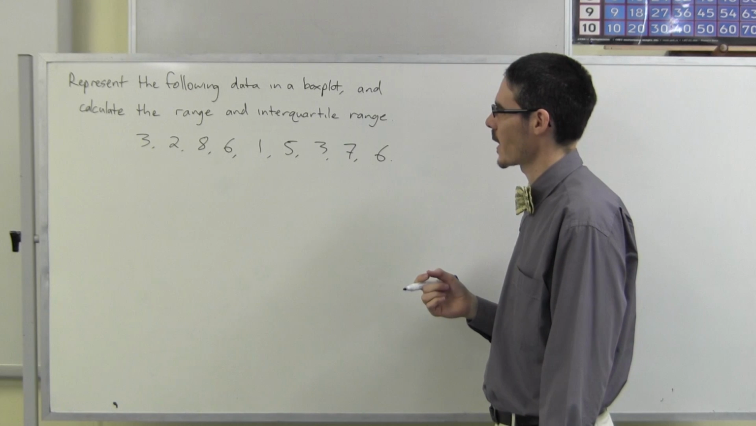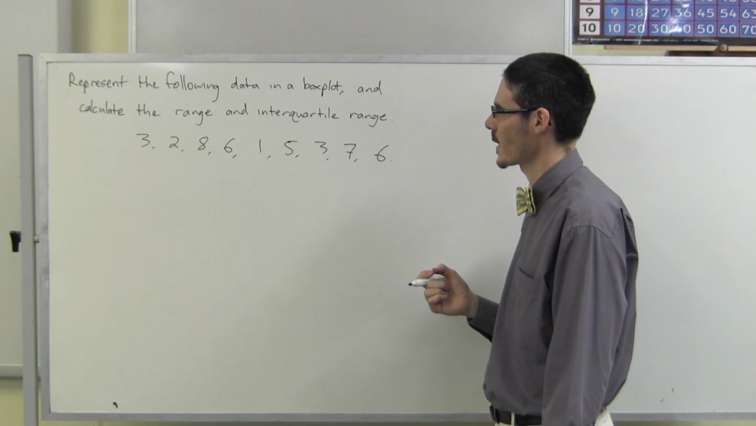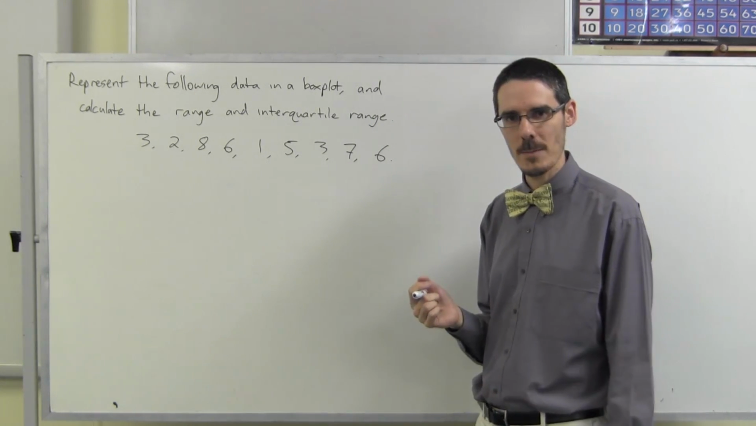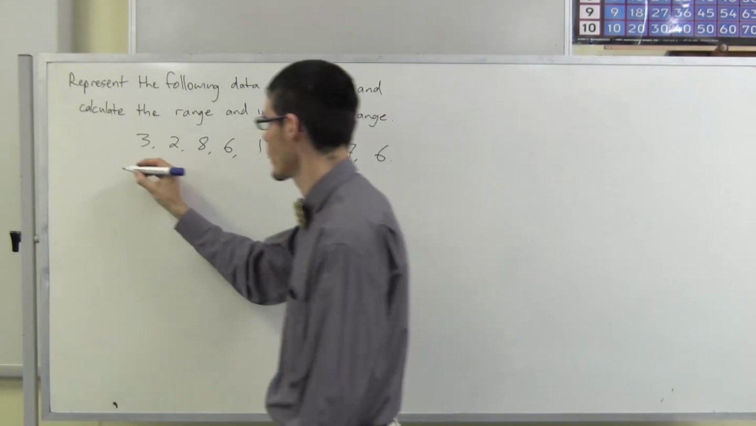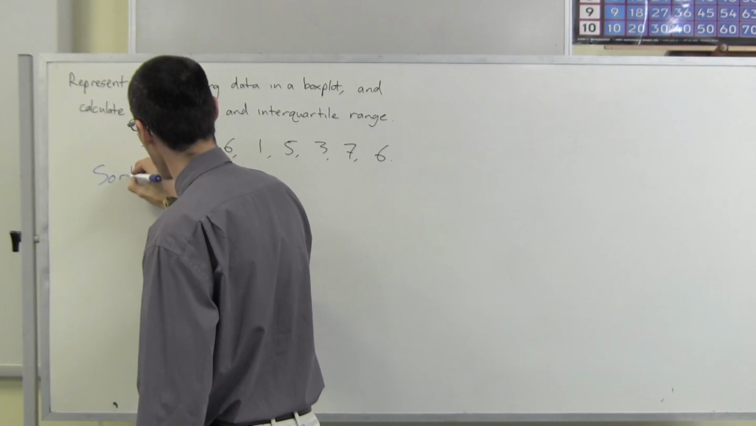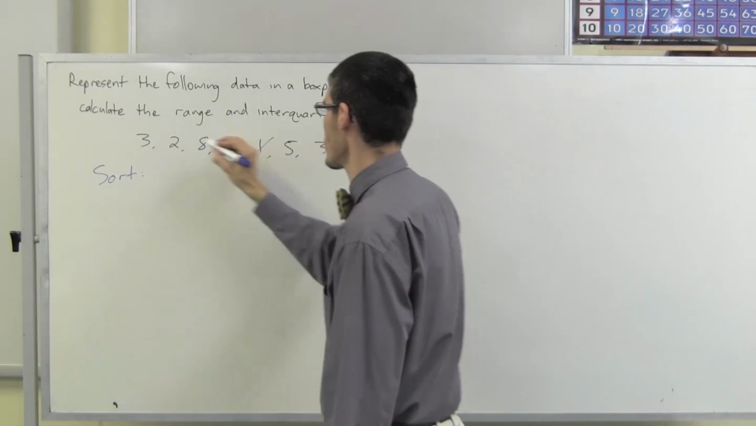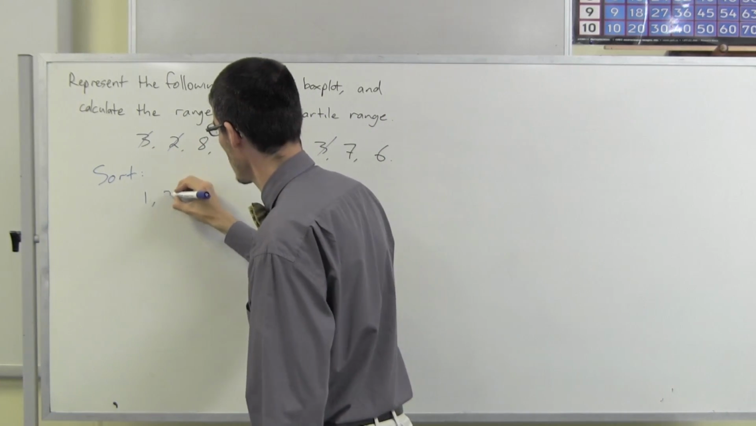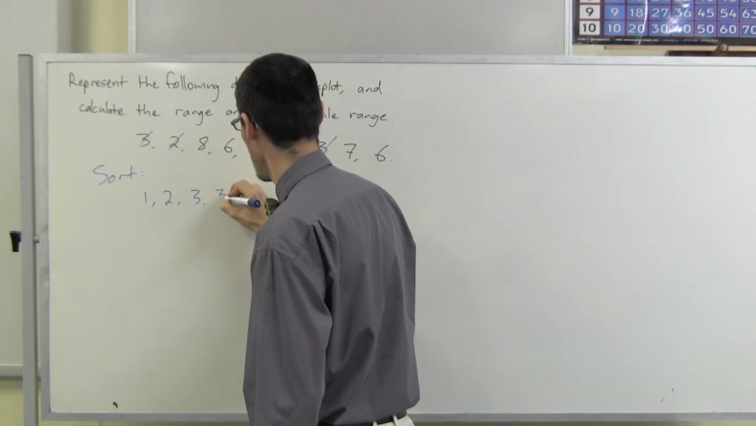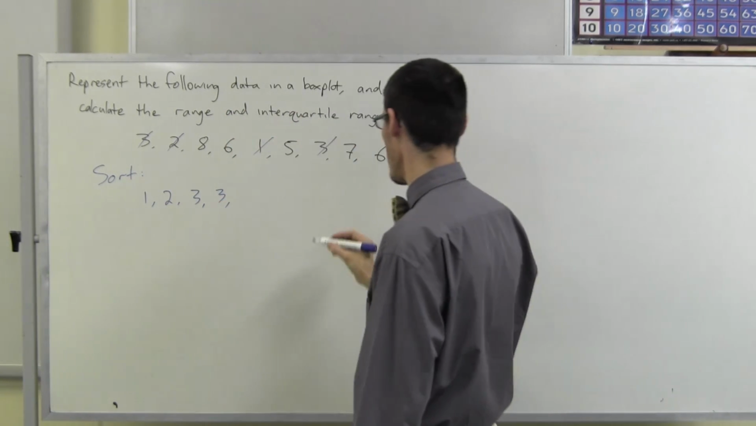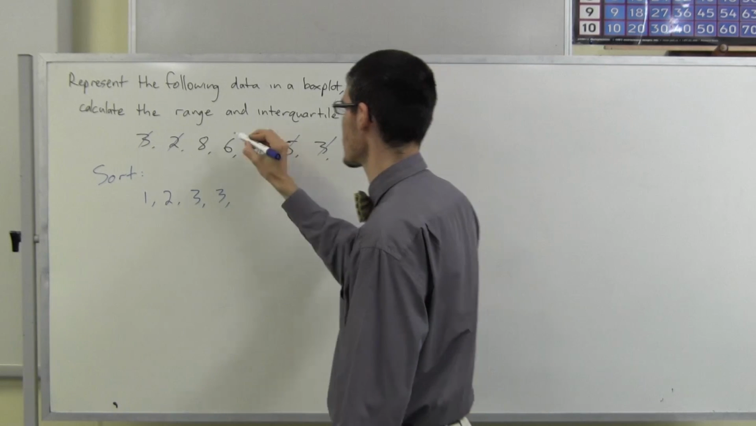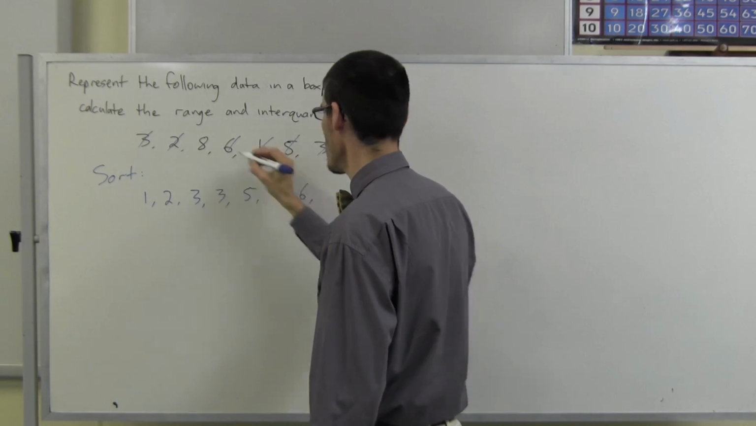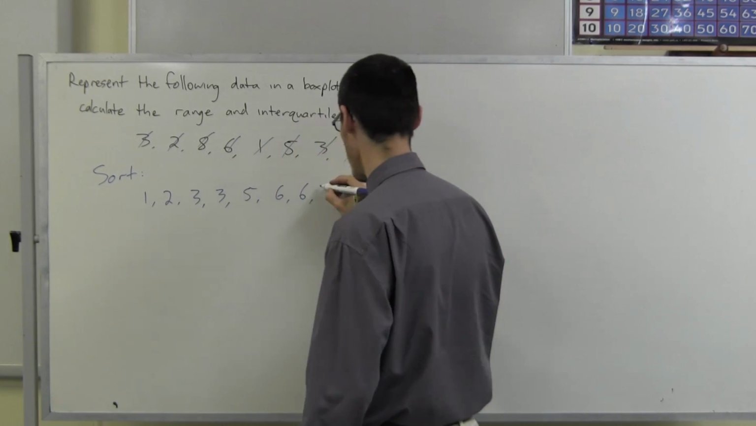Represent the following data in a box plot and calculate the range and interquartile range. Well, the first step, I have to sort it. 1, 2, 3, 3. Five, six, six. 7, 8.